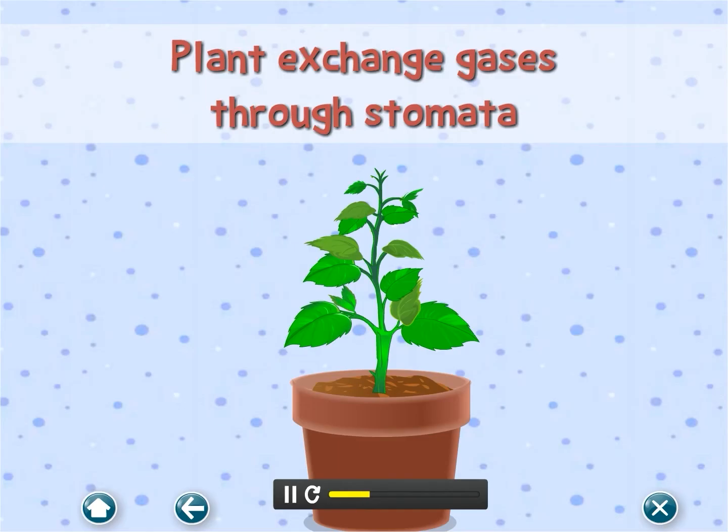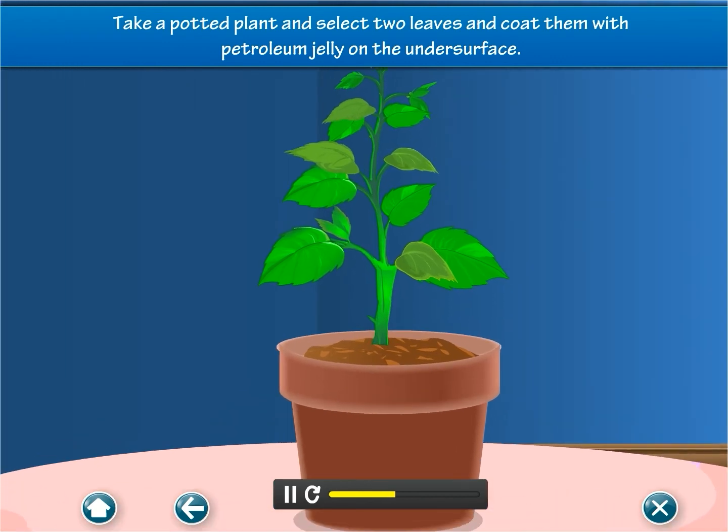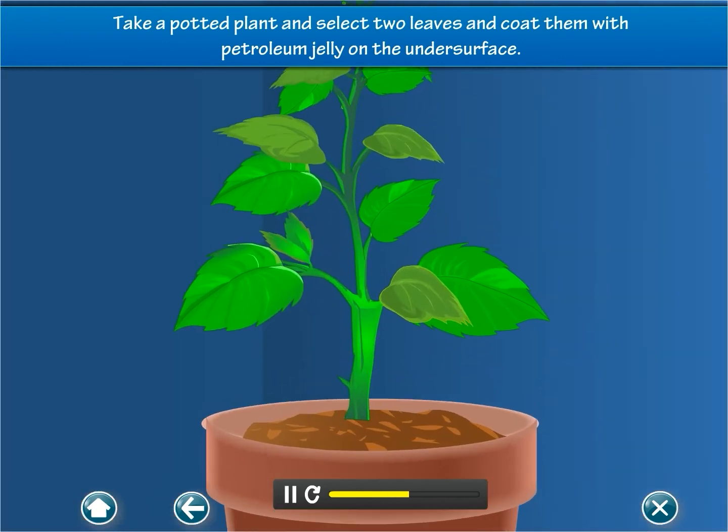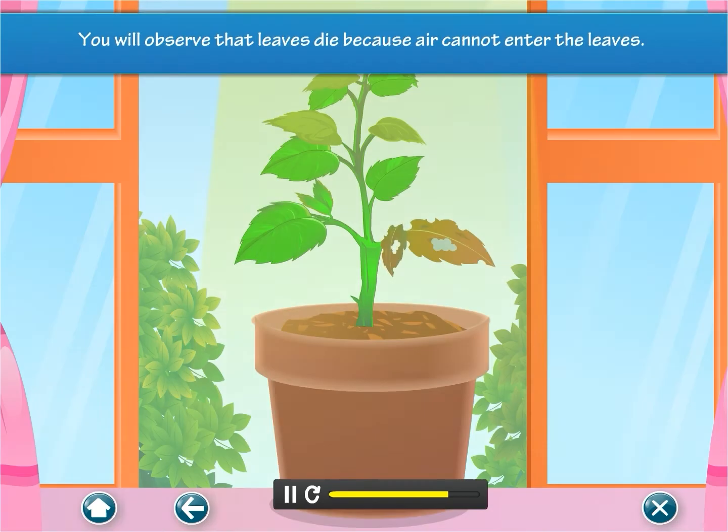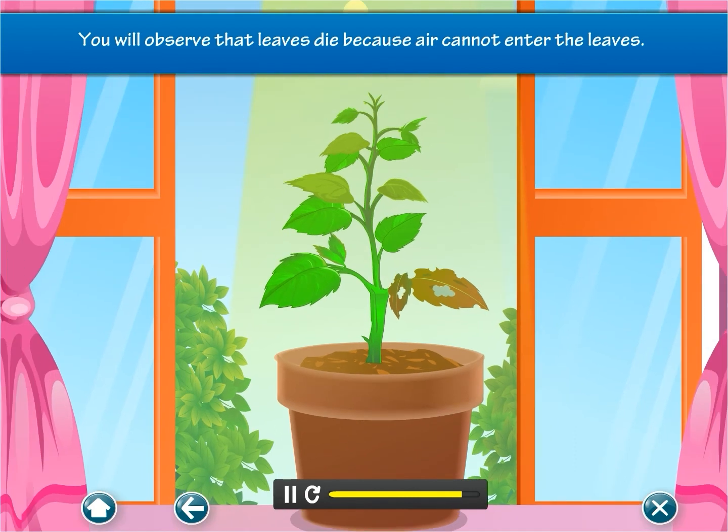Plants exchange gases through stomata. Take a potted plant and select two leaves and coat them with petroleum jelly on the undersurface. Expose the plant to sunlight. You will observe that the leaves die because air cannot enter the leaves.